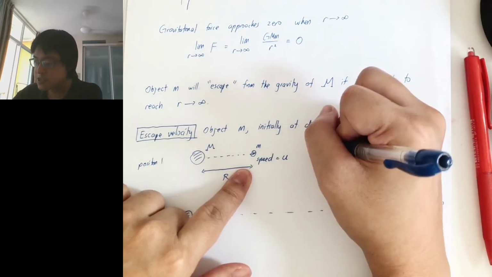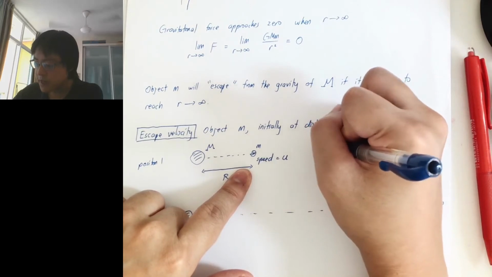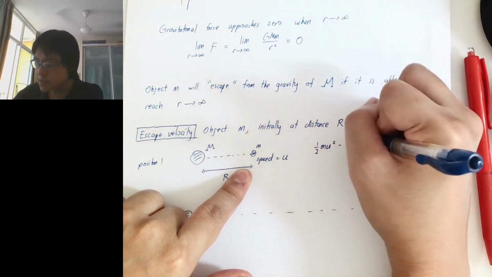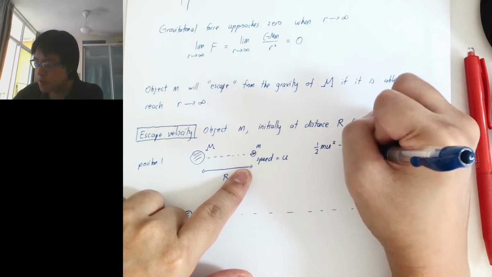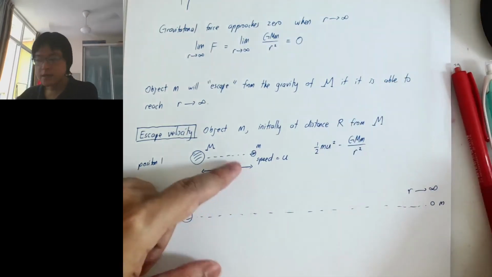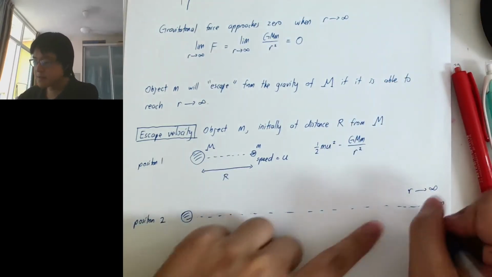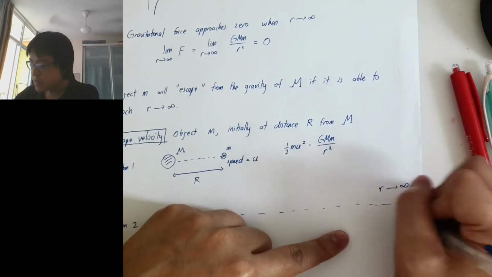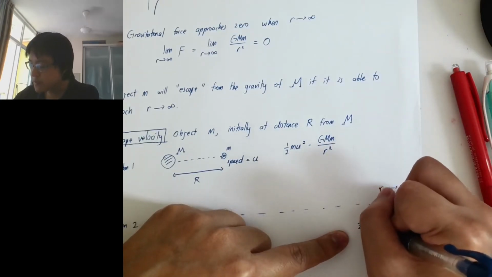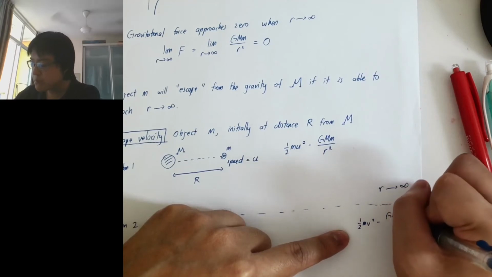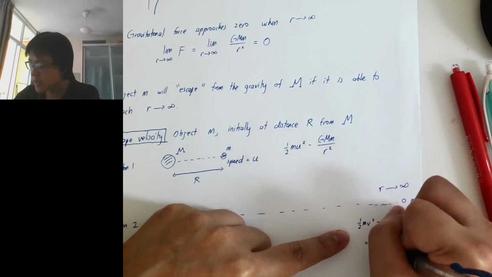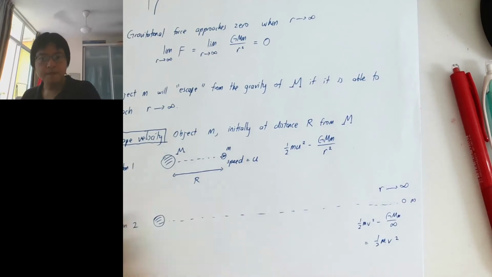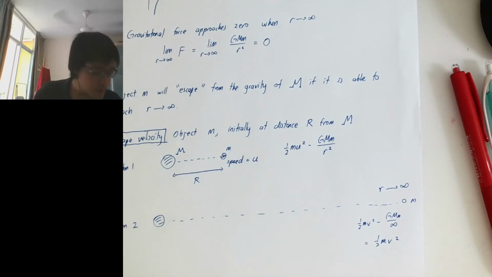The total energy in this situation is half m u squared minus GMm over r squared. And then at the final position, the energy will be half m v squared minus GMm over infinity, so it's just half m v squared. So this is the escape velocity situation that we want to calculate.